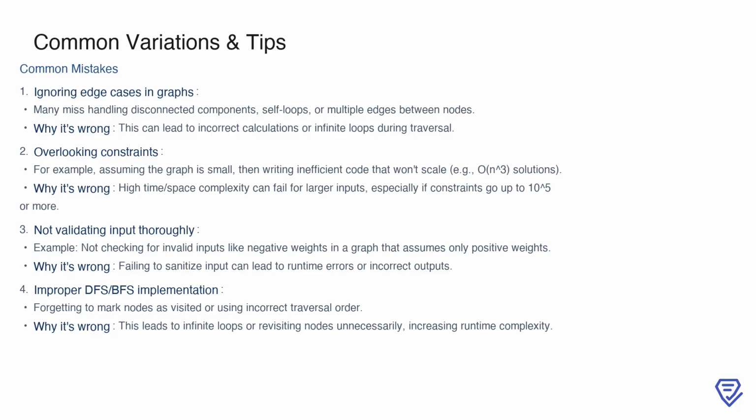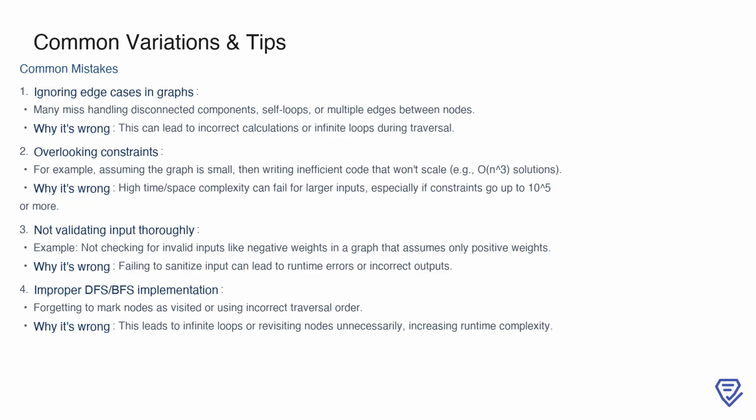When solving graph problems, there are a few common mistakes that can trip you up. First, many people neglect edge cases in graphs. For example, disconnected components, self-loops, or multiple edges between nodes are often overlooked, leading to incorrect calculations or even infinite loops during traversal. Next, overlooking constraints is another pitfall. If you assume the graph is small and write inefficient code, such as O(n cubed) solutions, your approach might fail for larger inputs, especially when constraints go up to 10 to the power of 5 or more.